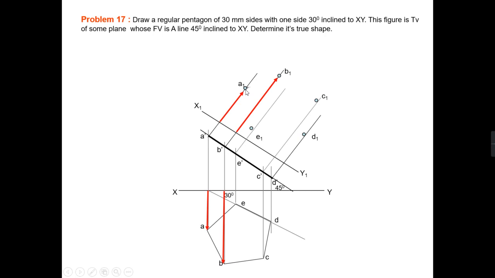So this is the way I will get the true shape of the plane. See, it is very important, and when we are learning the projection of solids, then again we are seeing this part, the true shape of the solids.